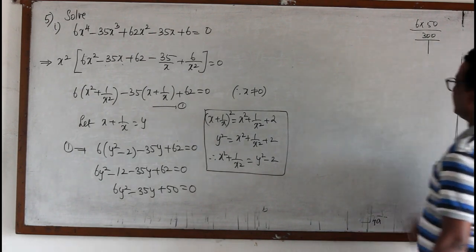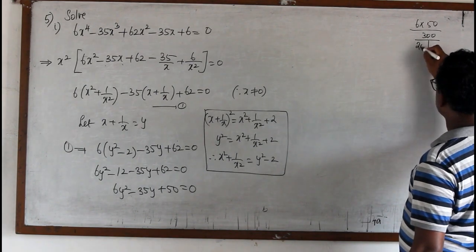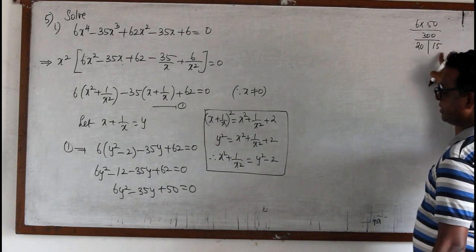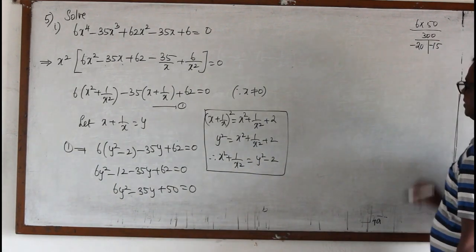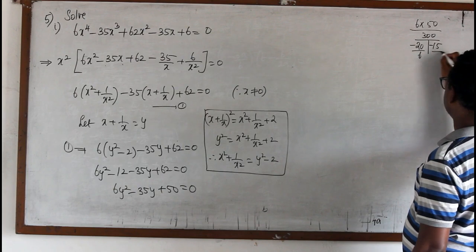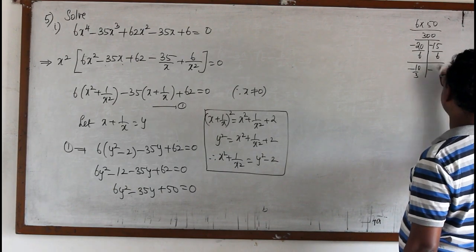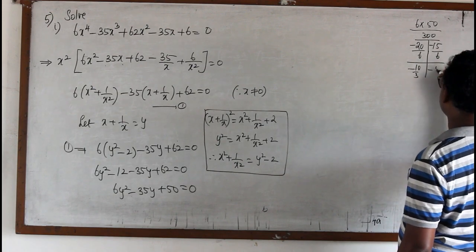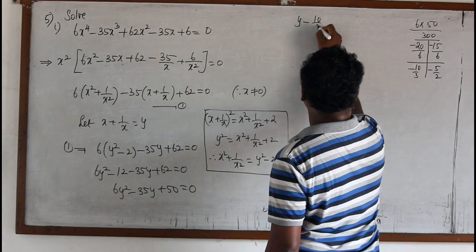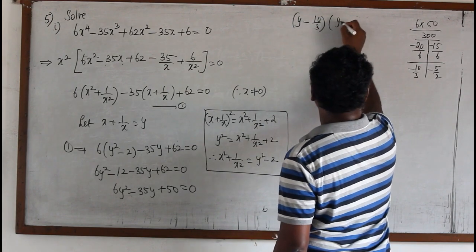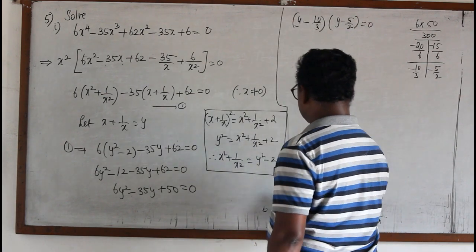I have to factorize 300 so that I must get 35. Remember, 2 50s are 30, so 20 into 50, and I add, am I getting 35? So it is minus 20, minus 50. The y² coefficient is 6, so divide by 6. It is minus 10 by 3, and dividing by 3 again, minus 5 by 2. So (y − 10/3)(y − 5/2) = 0.